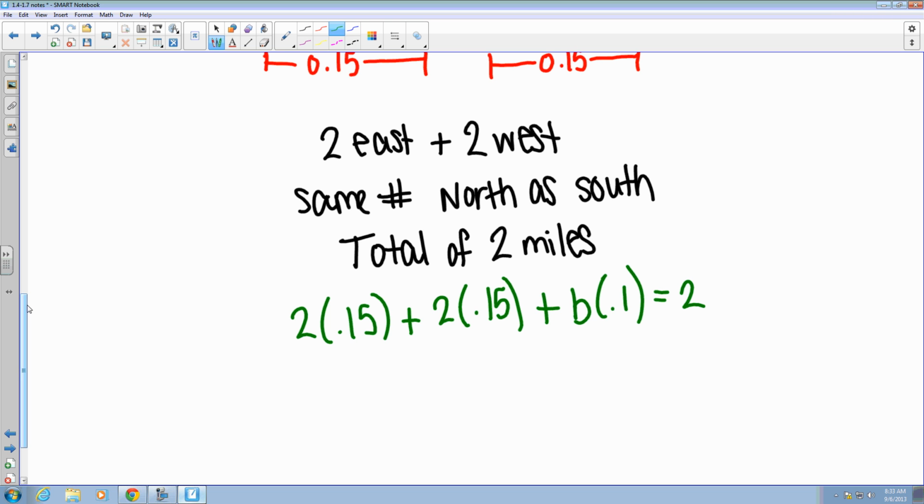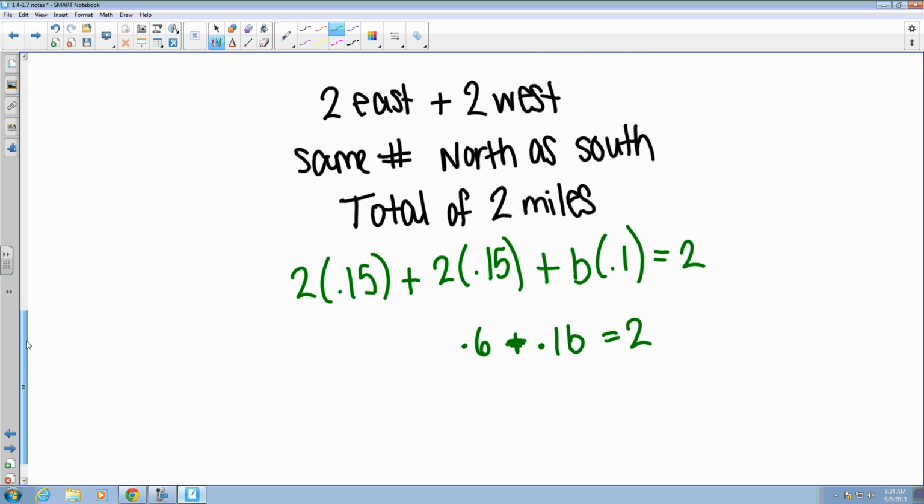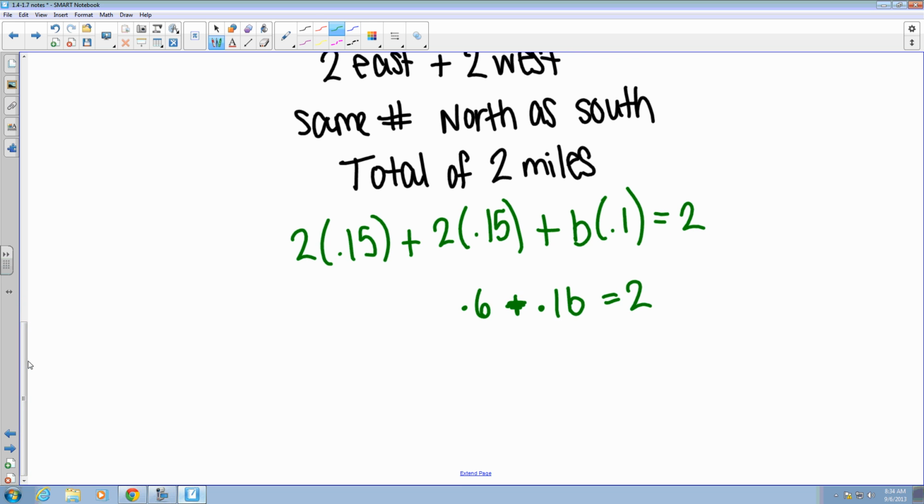2 times 0.15 plus 2 times 0.15 is 0.6. And then we have plus, not an equals, plus 0.1b, and we know it's going to be equal to 2. Okay, so this has been a while since you've seen these one-step equations, but we know that we just need to get the b alone. So we're going to subtract the 0.6 from both sides.